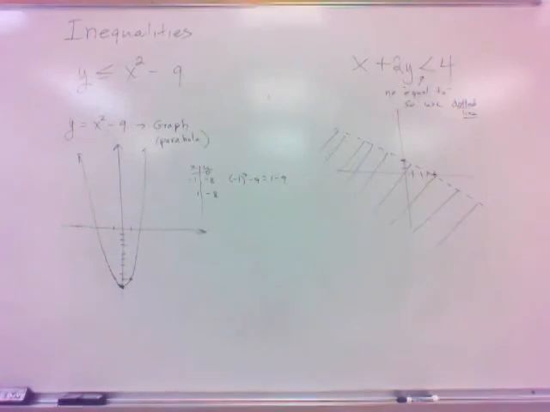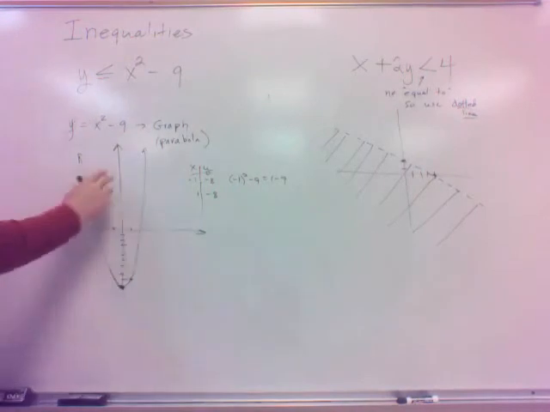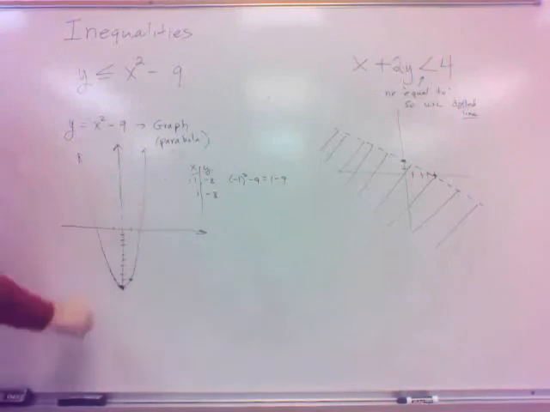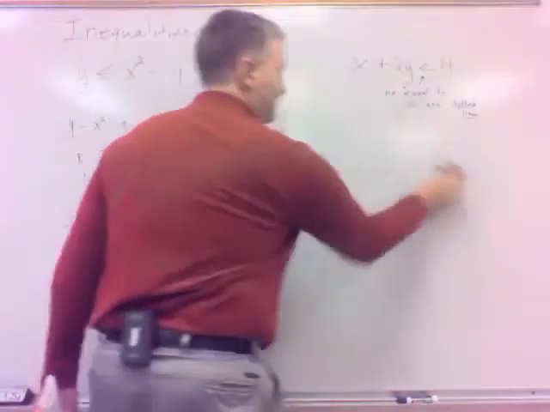But what else do we have on it? A little bit of shading, right? So in this case, it's either going to be inside the parabola or outside the parabola. How do I figure out which one? Try 0, 0, yeah.